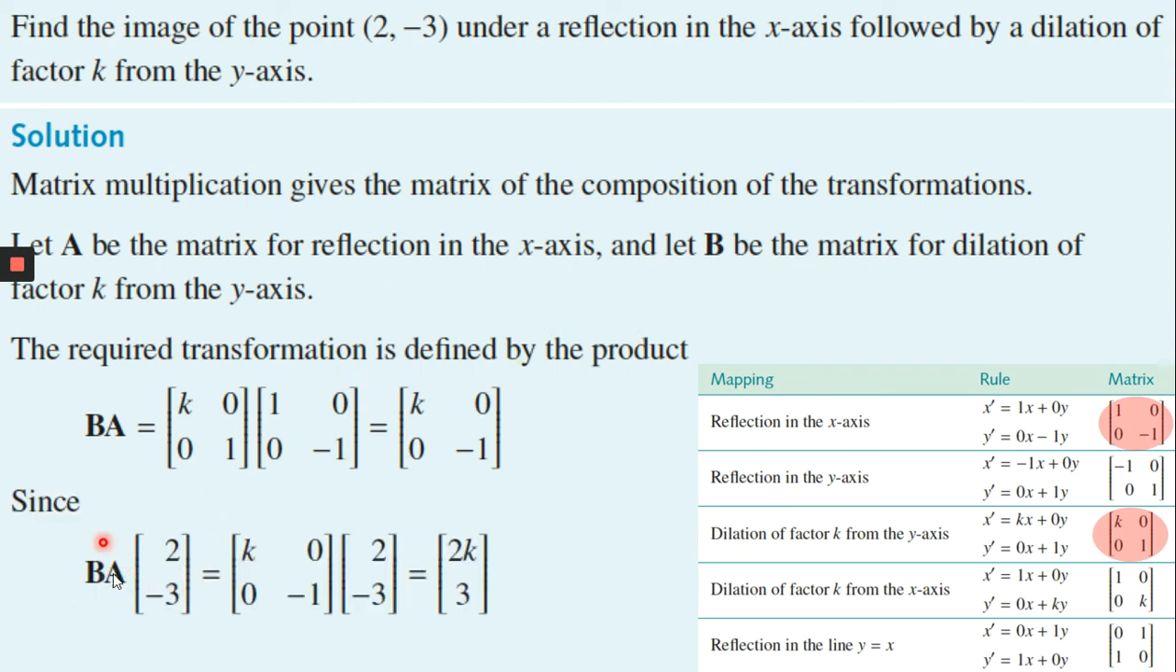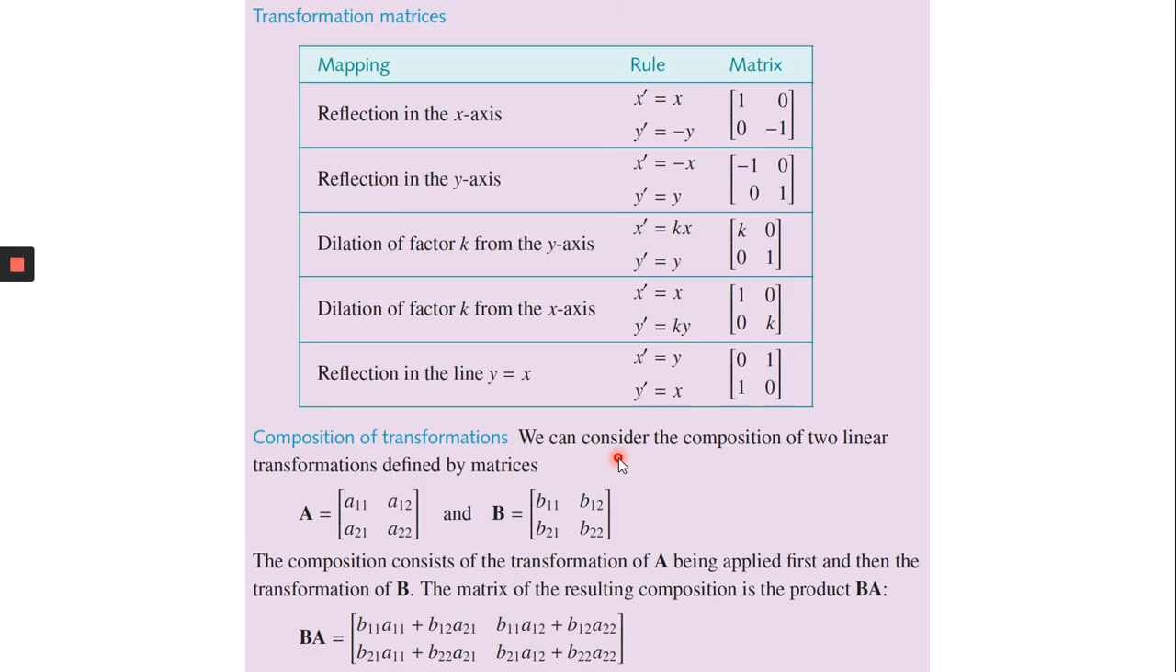So I'll say, okay, this is what I'm going to do to BA. So I'm going to do this times this. So I do k times 2, 2k, 0 times -3, 0, 0 times 2 is nothing, -1 times -3 plus 3. So the image of 2, minus 3 is 2k, 3. So just take care that you don't leave your answer like this, because it's given in this form. We need to give our answer in that same form.